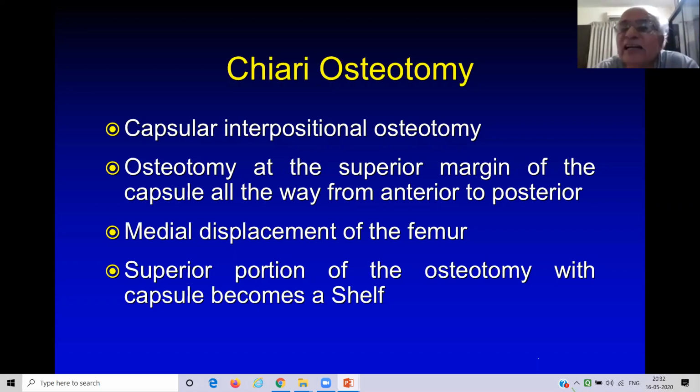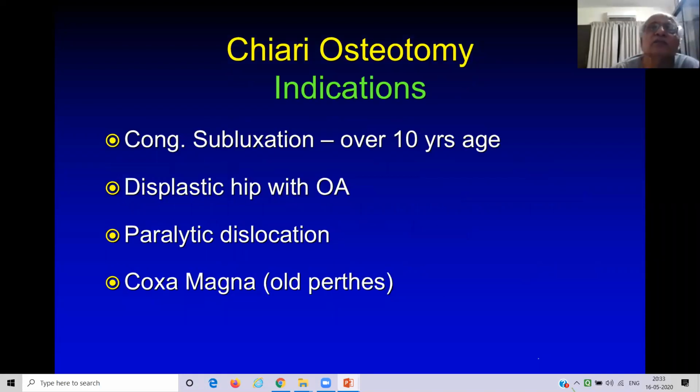The capsule is identified by stripping with the periosteum. So it is a medial displacement osteotomy. The superior portion of the osteotomy becomes the shelf operation. Some amount of fibrocartilage and tissue develops there, and that gives a good shelf, not like a Staheli, because it is good bone. In Staheli, we are just putting a corticocancellous graft, which can break, but here not.